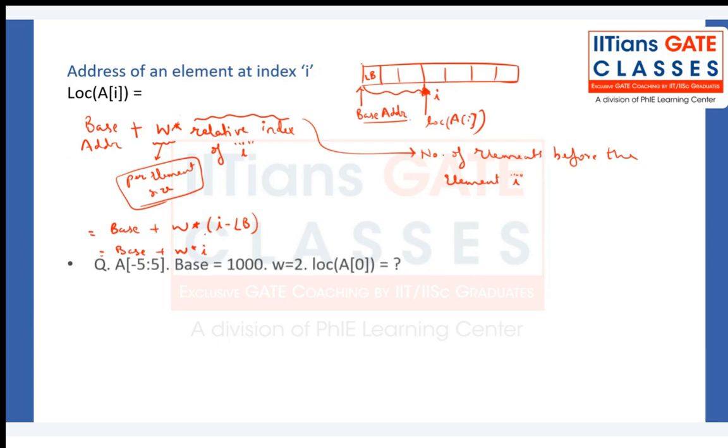Getting it? I'll have a question for you. If you say yes, I have a question for you then. Okay. So a couple of folks have said yes. So here you have a question. I've given you an array with the lower bound -5, with the upper bound of 5. I'm giving you the base address to be 1000, the per element size to be 2, and I'm asking you, give me the location of A of 0. Feel free to put your answers in the chat.